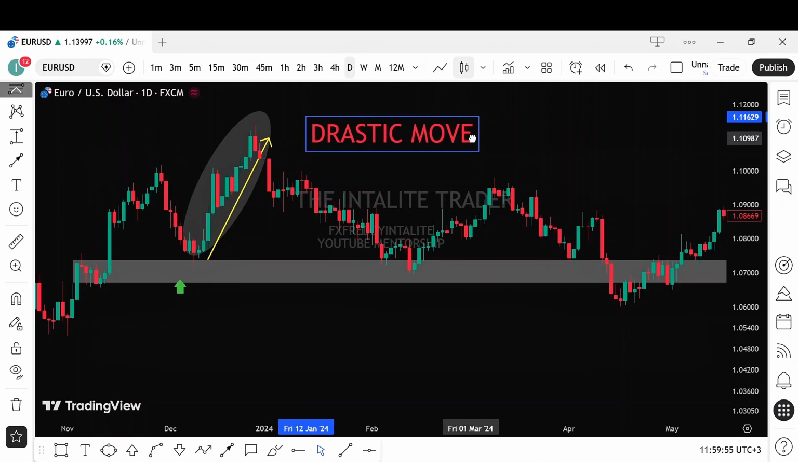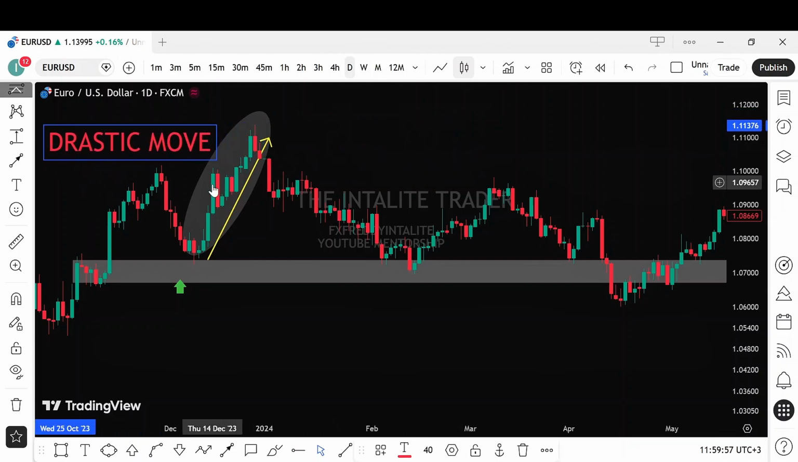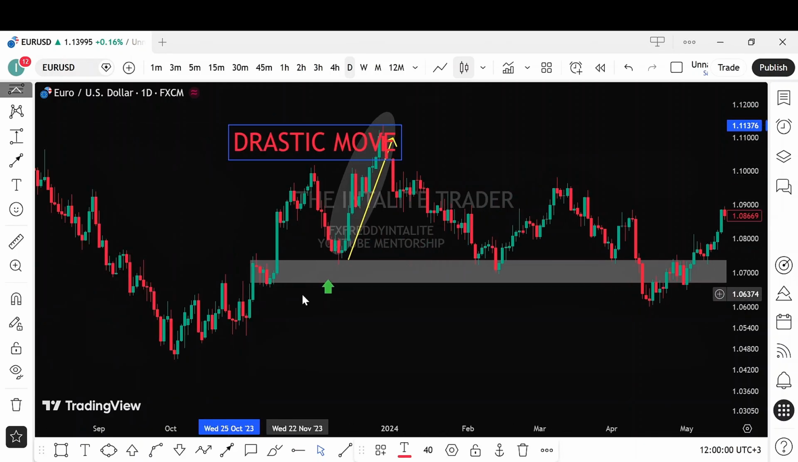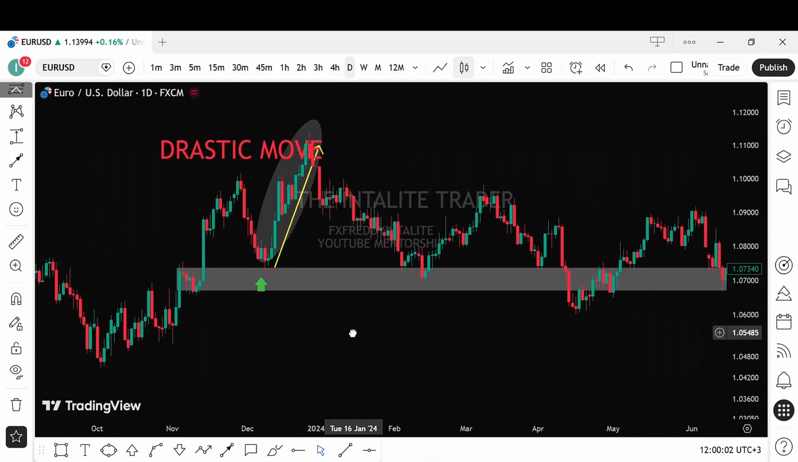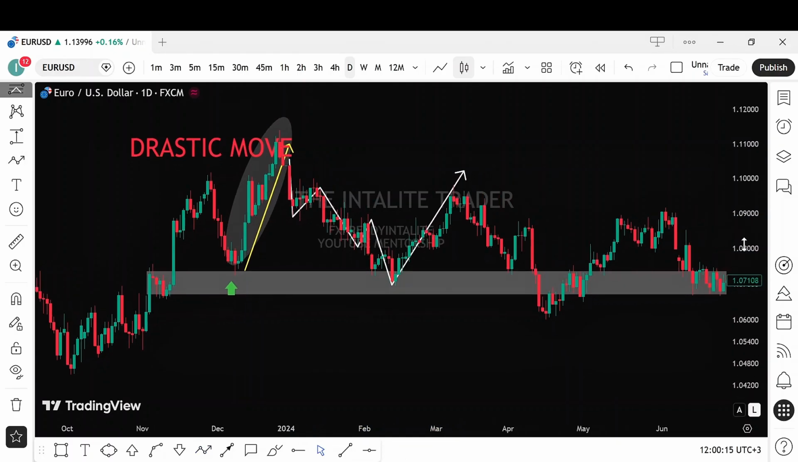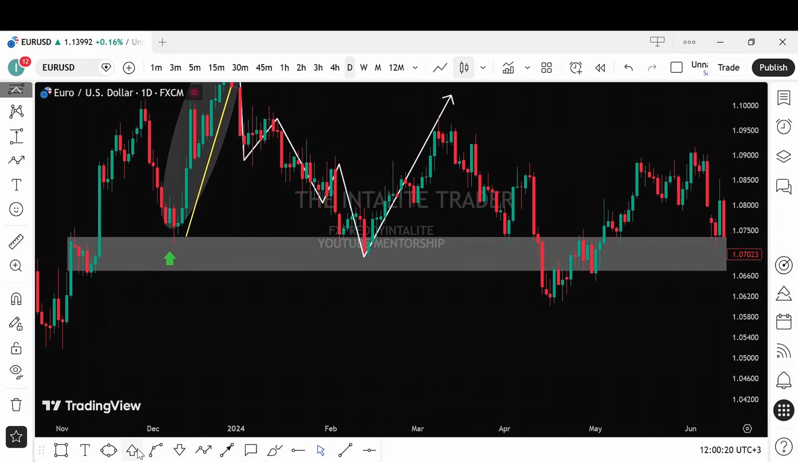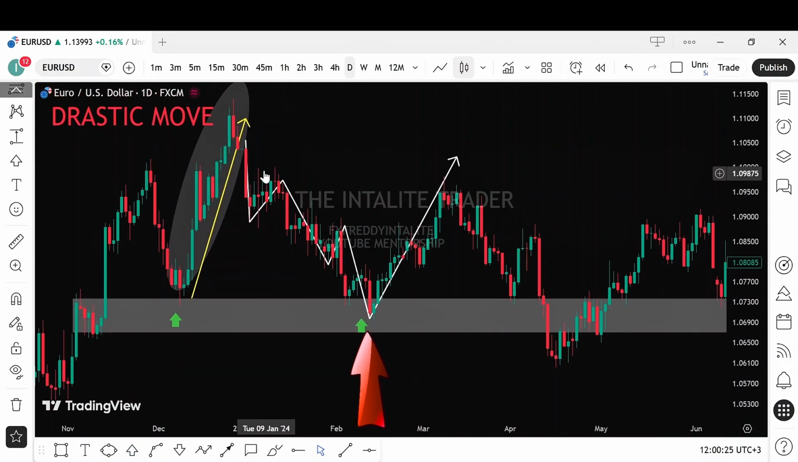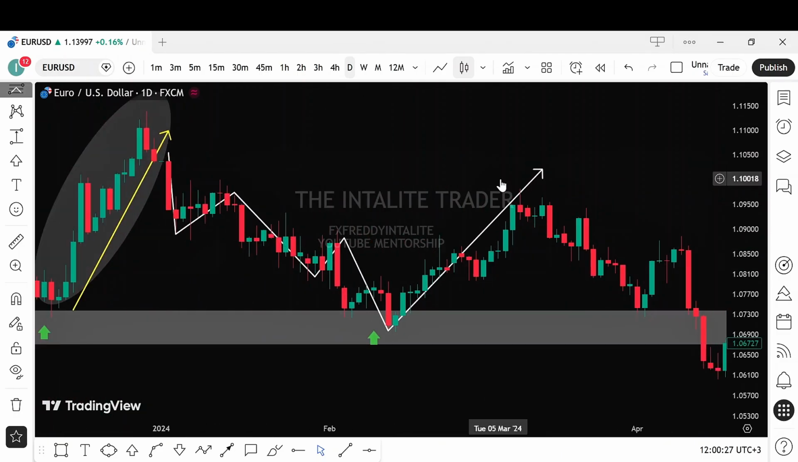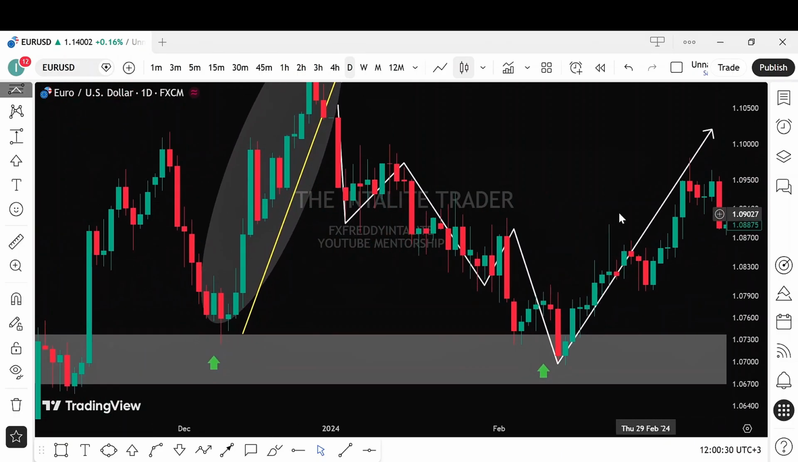Now price comes back. When price came back into the same level, see, price came trading. When price traded into the same level, we also had a drastic move away. You see, price traded away. So the possible trade opportunity presented itself in the same level. So this is what we mean by a drastic move away.